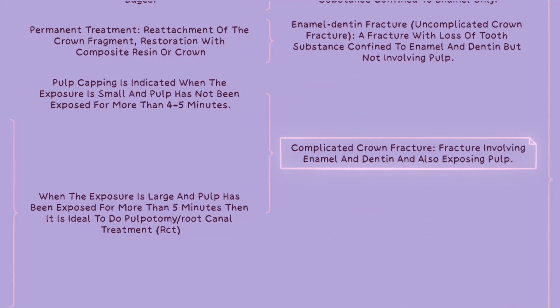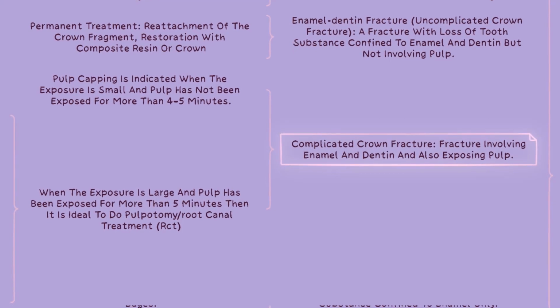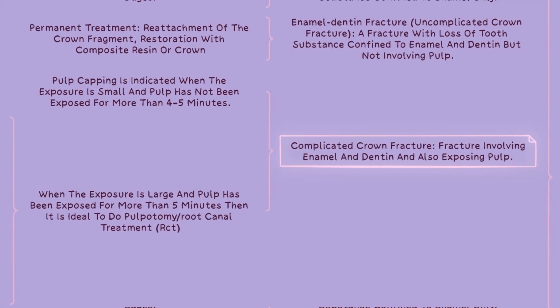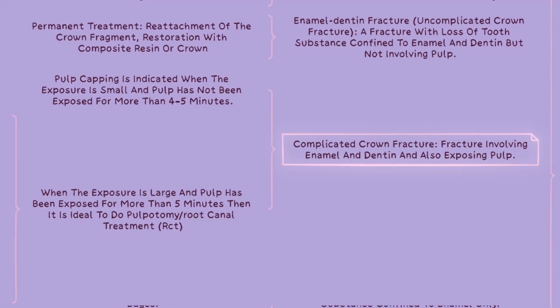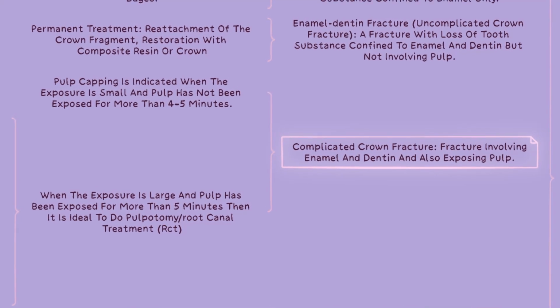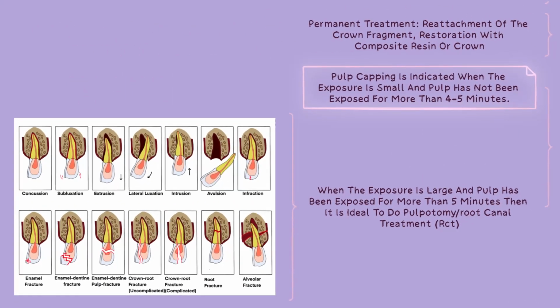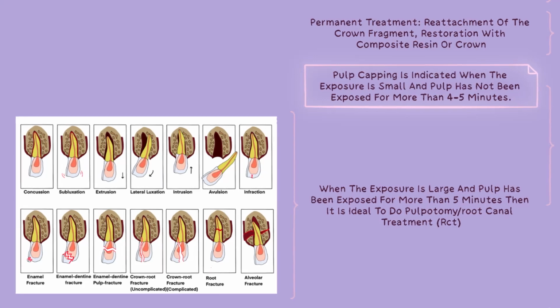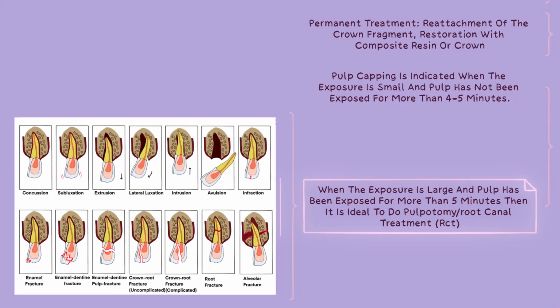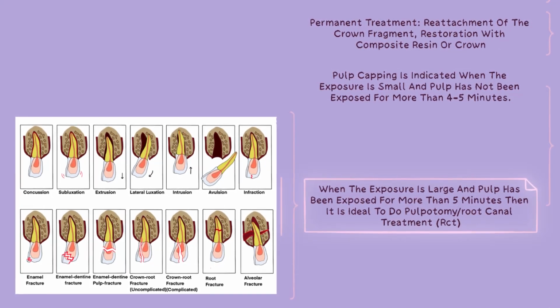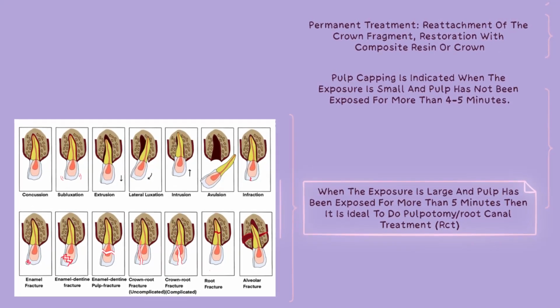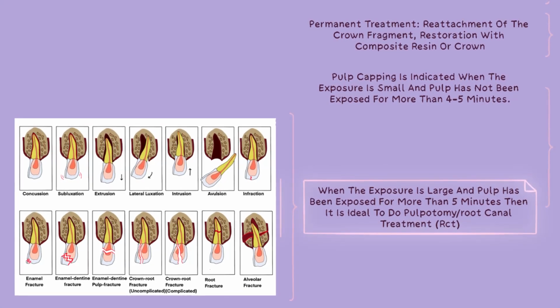Complicated crown fracture. This is a fracture that goes through the enamel, dentin, and into the pulp. It is the most serious type of tooth fracture, and it usually requires pulp capping if the exposure is small and the pulp has been exposed only for 4 to 5 minutes. However, if the exposure is large and the pulp has been exposed for longer than 5 minutes, pulpotomy or root canal treatment has to be done.